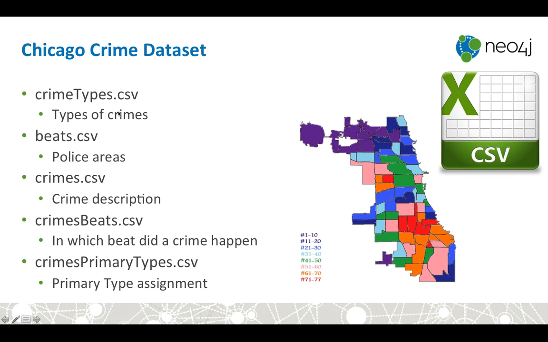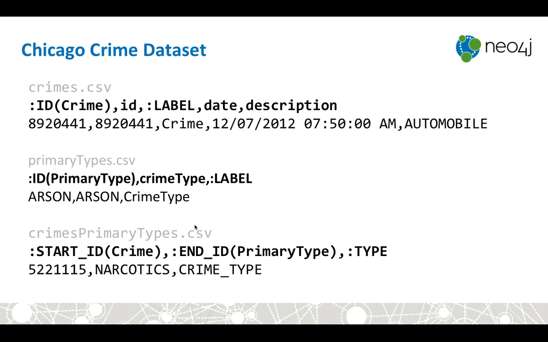And so the data consists of the crime types CSV, which is types of crimes. Beats is police areas. These are probably these here. Then crimes themselves, so the 4 million crimes that happened in Chicago since 2001. And a connection or the relationship CSVs between crimes and beats and crimes and primary types. So these are two small files, and this is a 4 million row file, and that's a 4 million row file.